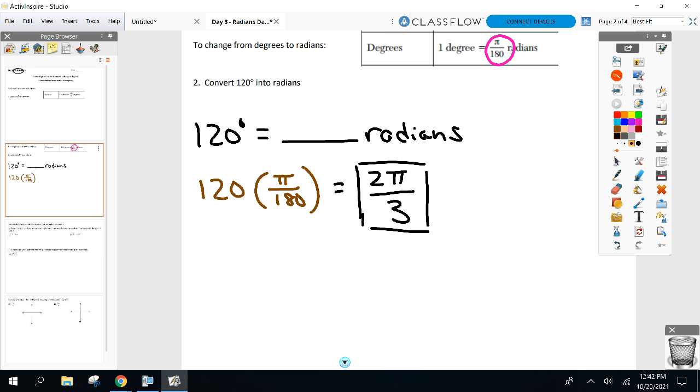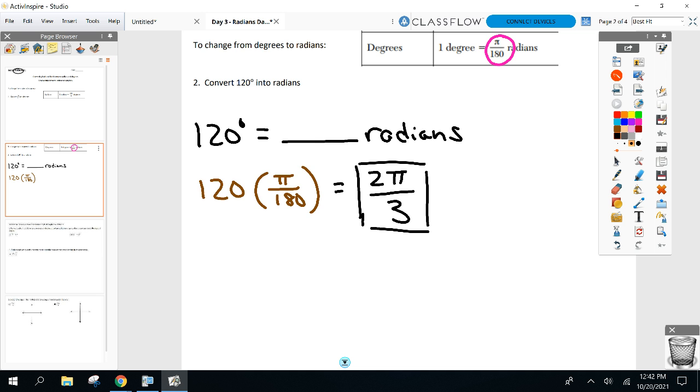Yes, Alexa. Are you ever just going to get a clean number and not have to leave pi? You're always going to have pi in your answer. You're never going to get a clean number. Good question. Unfortunately not.